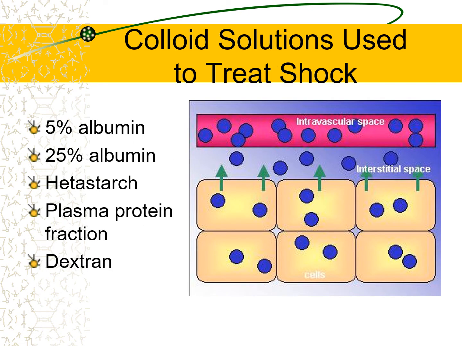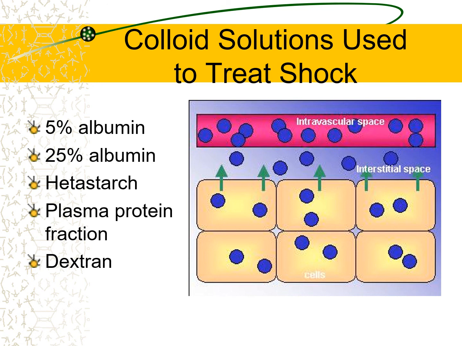On this slide, we see some of the colloid solutions that can be used as well to expand plasma. Plasma expanders are listed here. We've already mentioned the 5% albumin solution and the 25% albumin solution, but there are others, and I'll just mention the names so you would recognize them if you ever have to administer them and what the purpose is. Hetastarch, plasma protein fraction, and dextran are all other examples of colloid solutions that can be given to the patient.